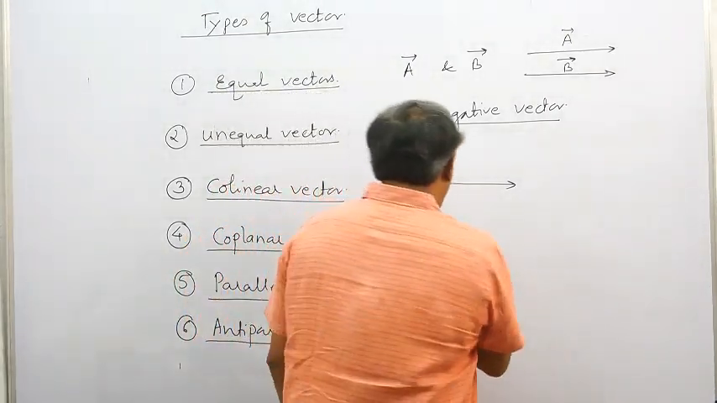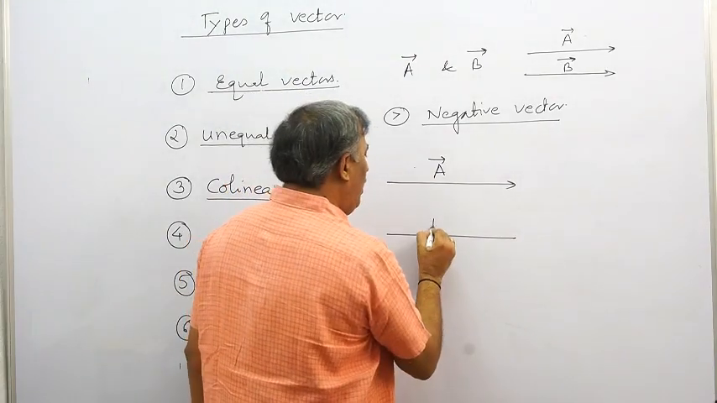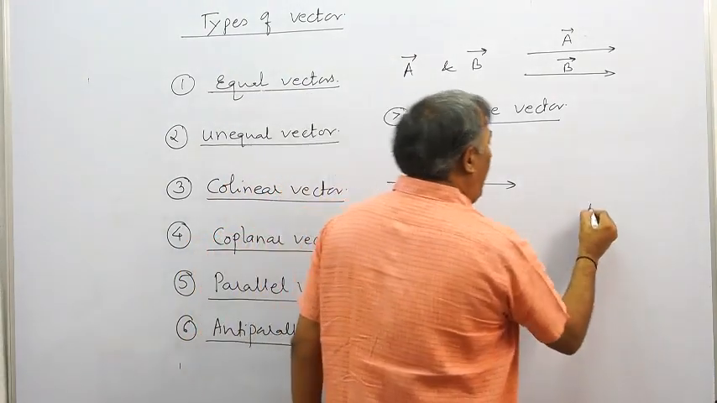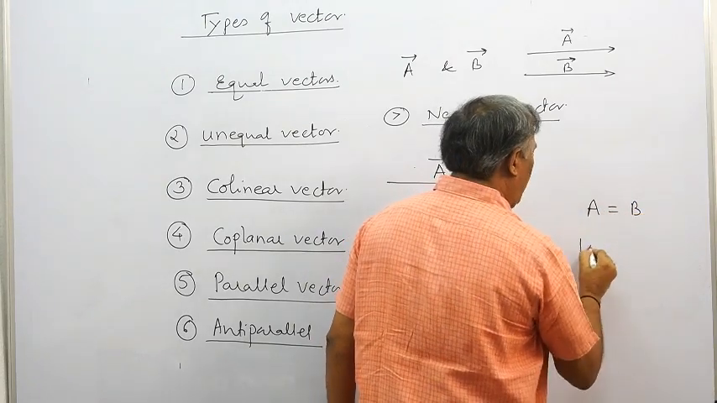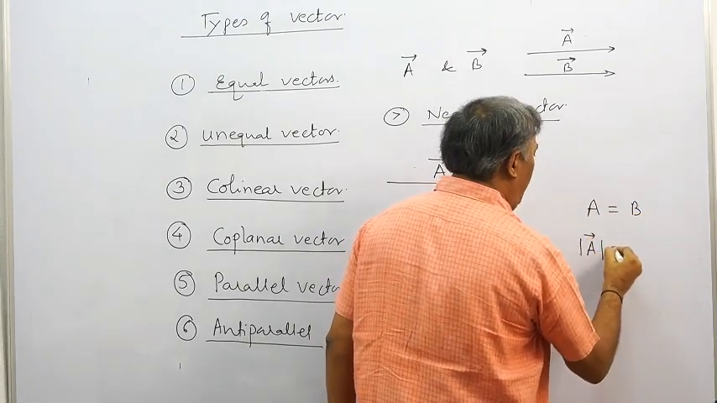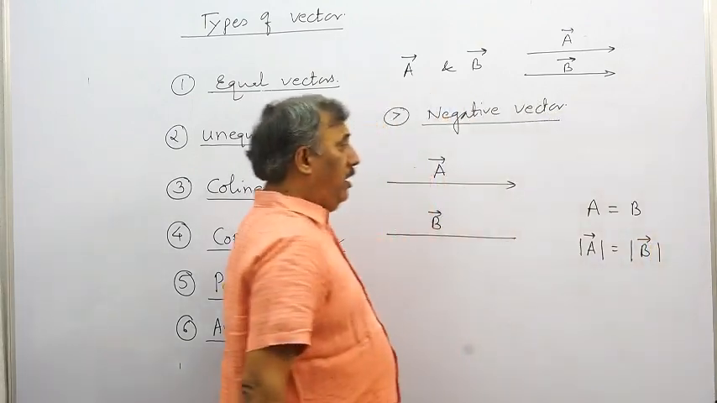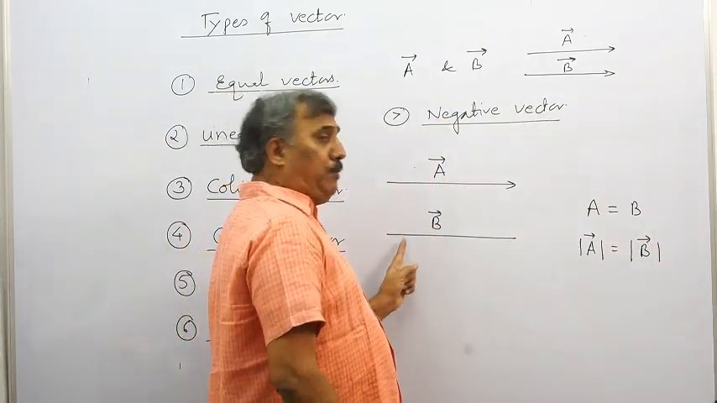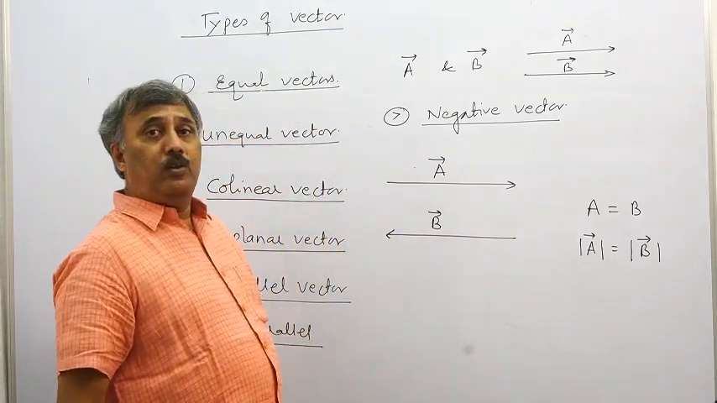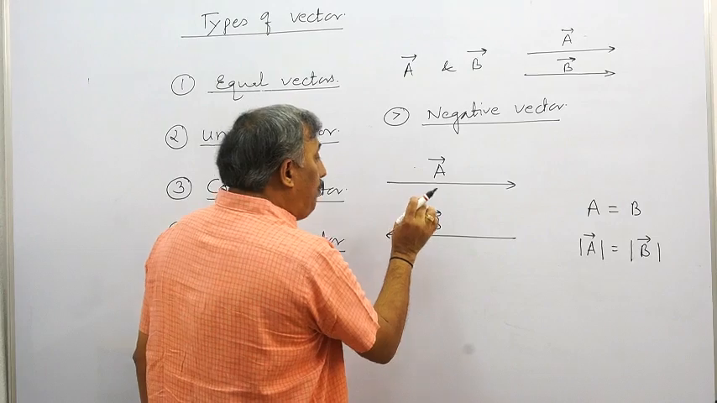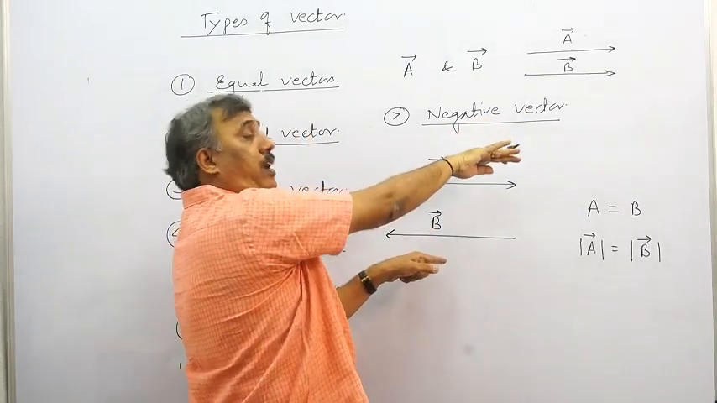Now I draw another vector B, such that the magnitude of A and the magnitude of B are the same. Otherwise you can write it like this: the value of A and the value of B are the same. A is a magnitude and B is a magnitude, same. But the directions are opposite. B vector is the negative vector of A.